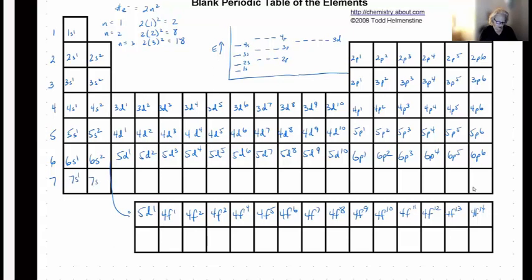7S1, 7S2. Remember, we go back to, well, we'll call this the 6D1. I don't know why they do this, but then we go to 5F1, 5F2, 5F3, 5F4.